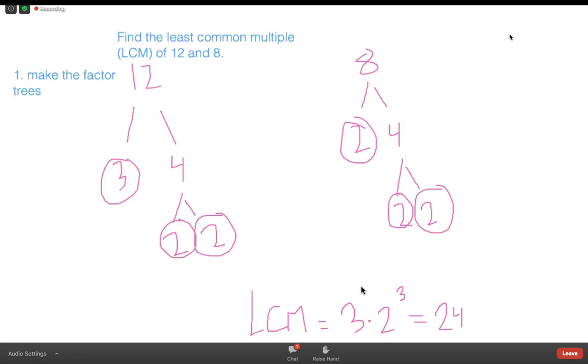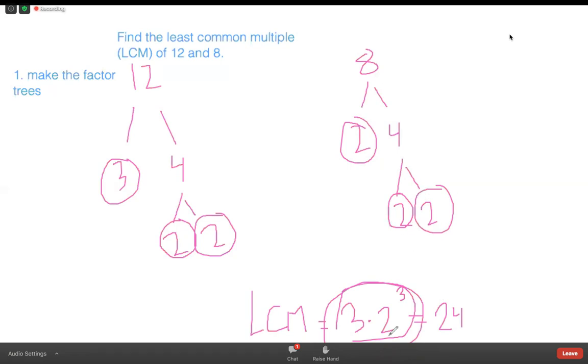For 8, we did the factor tree, and the prime factorization is 2 times 2 times 2. Now, this is the tricky part. For the least common multiple, we're going to multiply these prime factors together, but they only show up in this big expression the greatest number of times they appear in each factor tree.